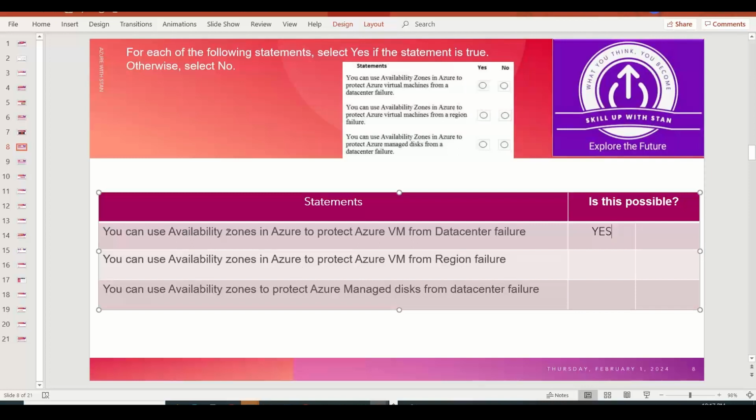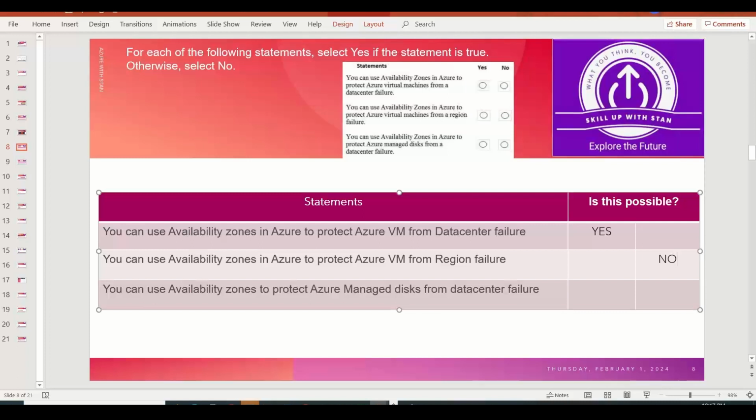You can use availability zone in Azure to protect Azure VM from regional failure. No, if the region fails, all the availability zones within that region will have issues. So you cannot protect your Azure virtual machine from regional failure. If the entire region goes down, then all the virtual machines in that particular region, from all the physical data centers, from all the availability zones, will be impacted.